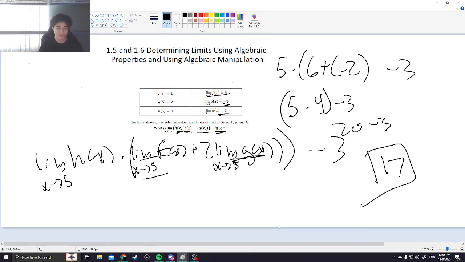And that's it. So it looks really complicated, but it gives you all the numbers that you need. So you just write everything out, look at the table, replace the limits with numbers, replace the h of x with numbers, and that's it. You just plug it all in, do the algebra, and you get 17.